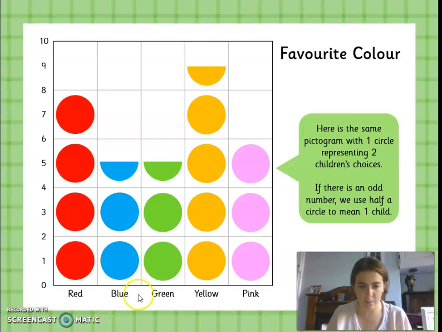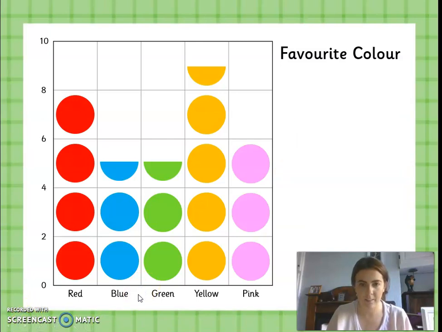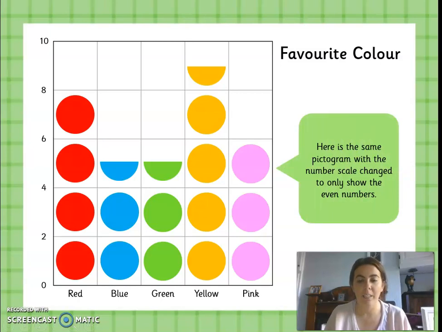Okay, so let's go to the next one. So here's the same pictogram with the number scale changed to only show even numbers. So it's counting up in twos. So it's 0, 2, 4, 6, 8, 10.